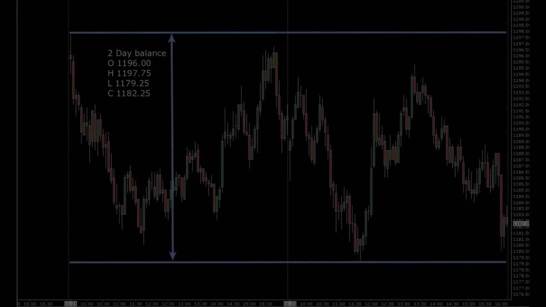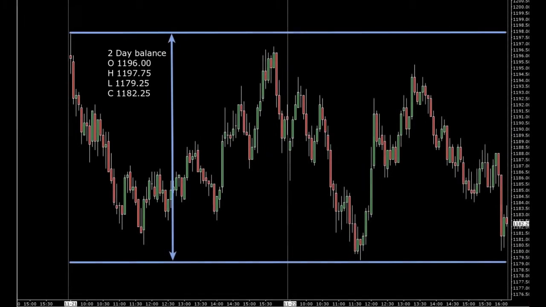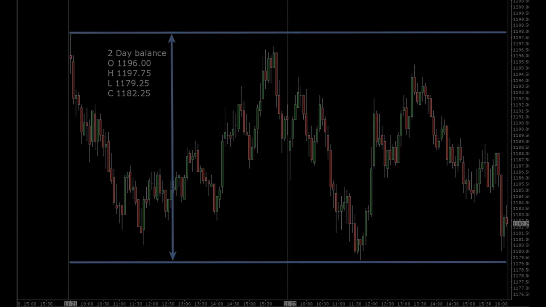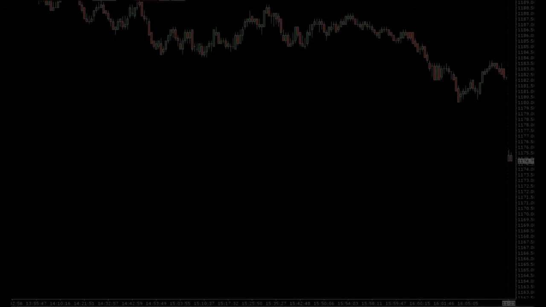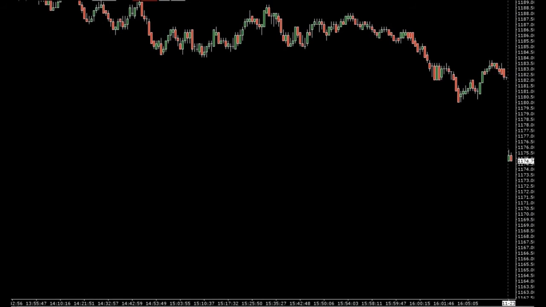On Monday and Tuesday, the prices had pretty much balanced and the ranges overlapped significantly. The low of the 2 days was 1175.25 with a close on Tuesday of 1182.25. The E-mini opened up at 1174.75, which is a decent gap down, and it was potentially out of balance.